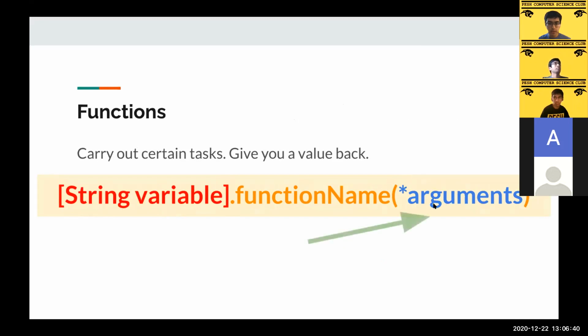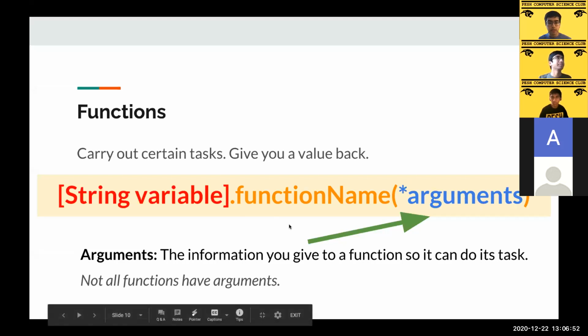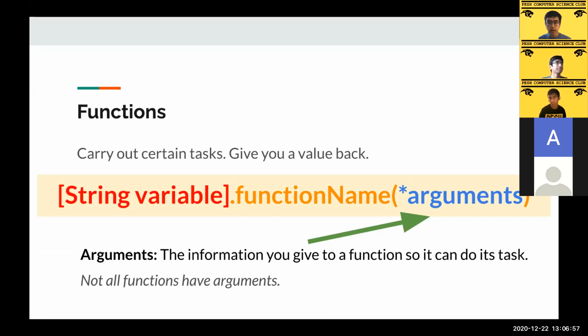And the reason there's an asterisk is that the arguments are the information that you give to a function so it can do its task, but not all functions have arguments. And you've already used functions actually, whether you realize it or not. System.out.println is a function, and the argument it takes is whatever you want to display on the console. Another function you used yesterday was the string.equals function. Remember, Madhu showed that in an if statement, you were checking if two strings are equal or not. In that case, the argument was a second string that you were checking.